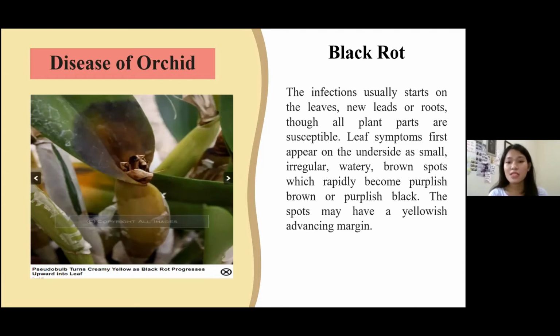Next is disease of black rot. The infection usually starts on the leaves, new leaves or roots, until all plant parts are susceptible. Leaf symptoms first appear on the underside as small, irregular, watery, round spots which rapidly become purplish brown or purplish black. The spots may have a yellowish advancing margin.